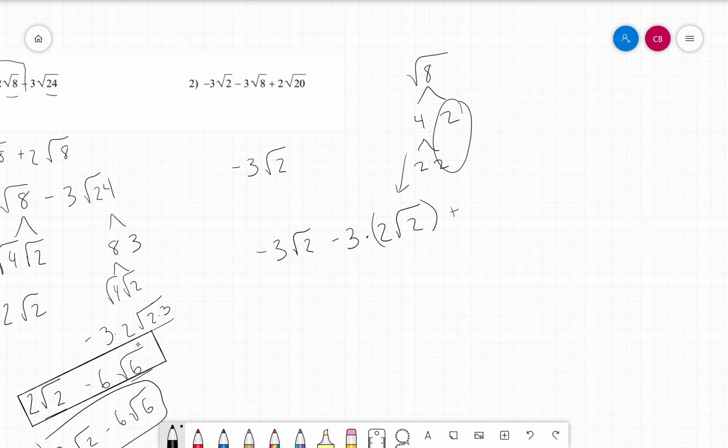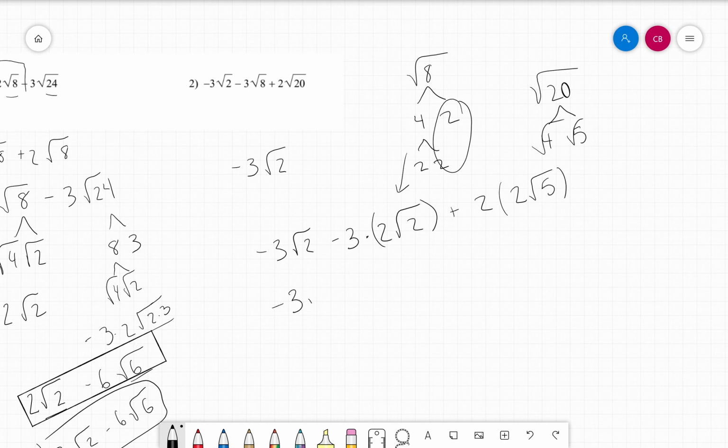Then we have plus 2. Well, we have the square root of 20. Square root of 20 is 4 times 5. So that's the square root of 4 times the square root of 5, which is 2 square root 5. Okay, so now let's combine these together.